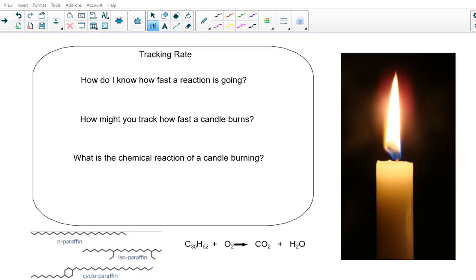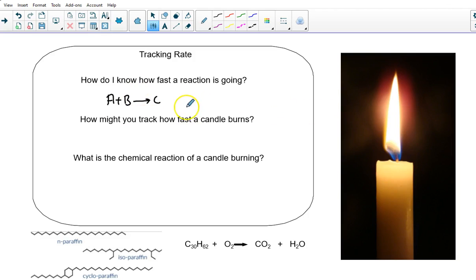So first of all, let me ask some general questions. How do I know how fast a reaction is going? If we have a reaction that says, let's say, A plus B yields C, how do I know how fast a particular reaction is going? How might I track that? We've got an example of a candle here, but it applies to any reaction.